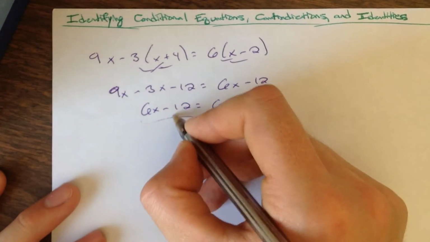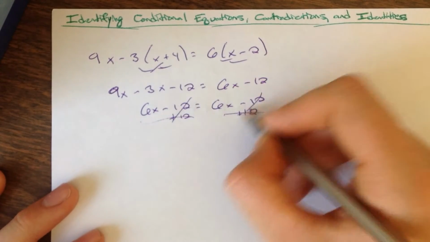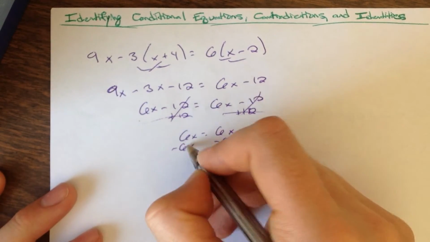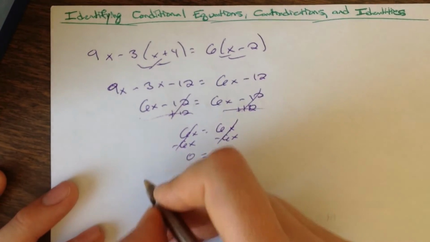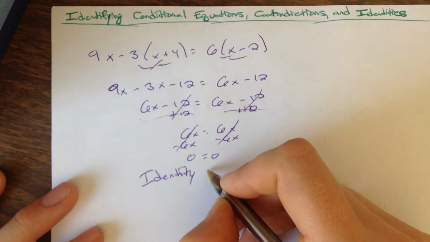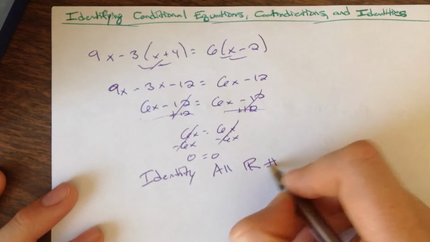And if we keep solving and add 12 to both sides, we get 6x equals 6x. Subtract 6x from both sides, and we get 0 equals 0. True statement, right? So this is what's called an identity. Or in other words, the solution would be all real numbers.